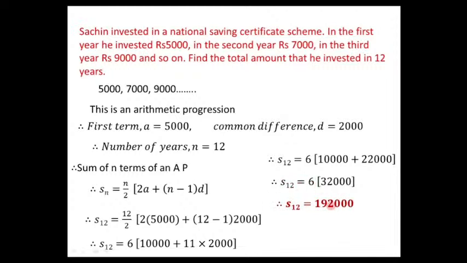So S12 is equal to 1,92,000. So this is the amount Sachin invested in 12 years. To find this, we have used the formula for the sum of n terms of an AP.